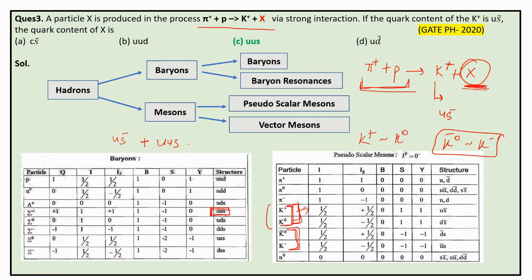UUS, yes. True. I am teaching you in the traditional way, the conventional way of approaching this question in class. But in the examination hall, you don't need to follow this whole long procedure. You know very well that strangeness should be balanced on both sides. On the left hand side there is no strangeness, and on the right hand side there is S bar, so definitely you will require S to balance it. There is no S here, no S here, and there is S bar, so you need S. The only thing left is UUS, and it is a baryon.